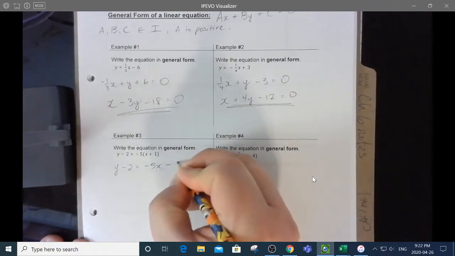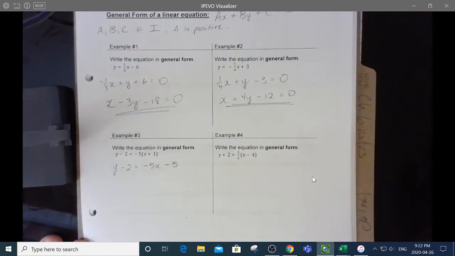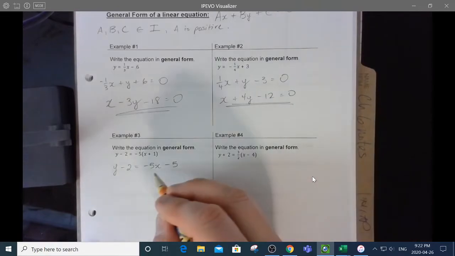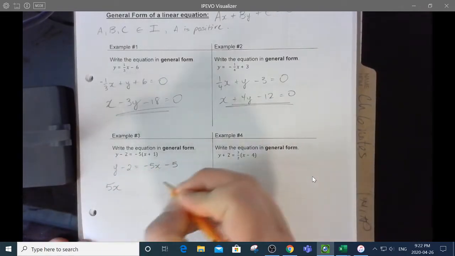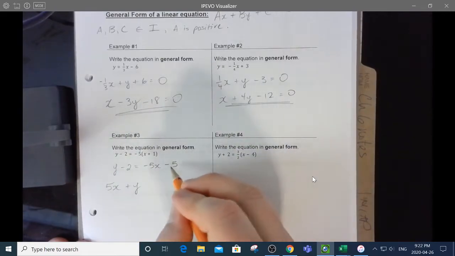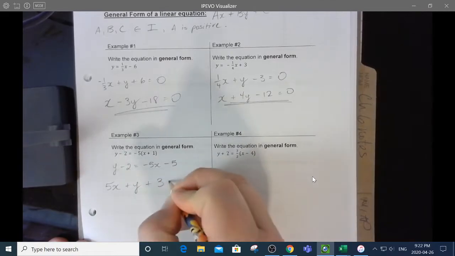Notice that I multiply both of the things inside the bracket by the -5 on the outside of the bracket. Then I'm going to, again, add 5x and 5 to both sides of the equation. So that's now 5x plus y. And if I add 5 to both sides, that's going to combine with the -2 to make +3.